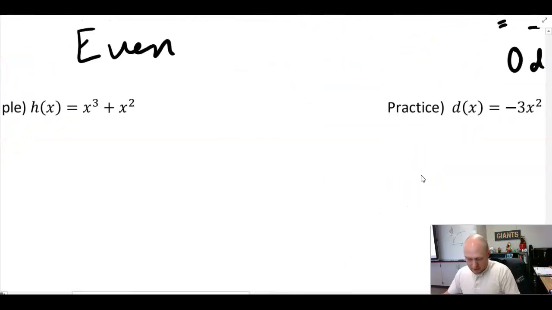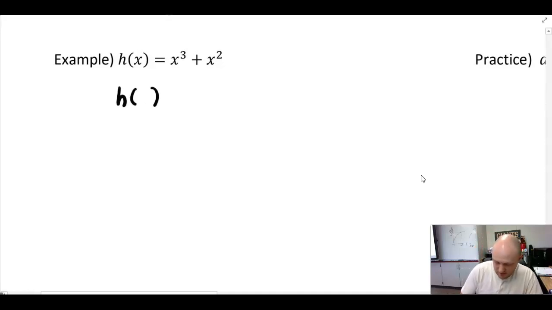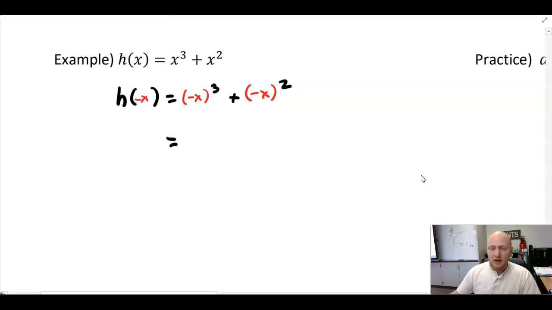Okay, third example. What do you think this one's going to be? I bet you know. Let's evaluate h of negative x. Wherever there's an x, I'm going to plug in negative x to the power of 3 plus negative x to the power of 2. And then we'll simplify. Negative x cubed is negative x cubed. Negative x squared gives us positive x squared.